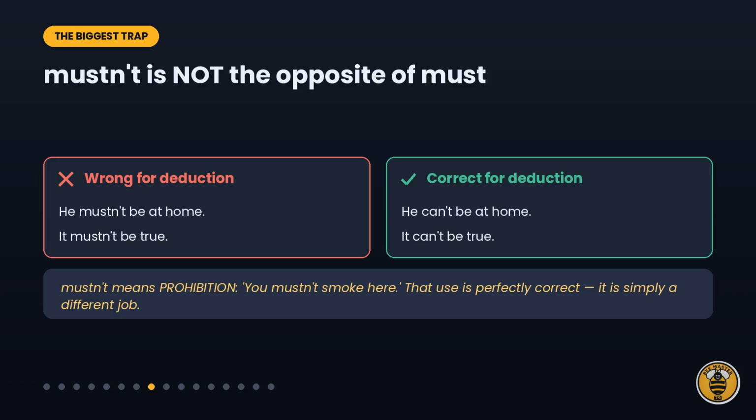Now the biggest trap. Mustn't is not the negative of must for deduction. Mustn't means prohibition. It means do not do it. So for a conclusion, do not say he mustn't be at home. Say he can't be at home. But mustn't is perfectly correct when you are forbidding something. You mustn't smoke here. Two different jobs, two different words.